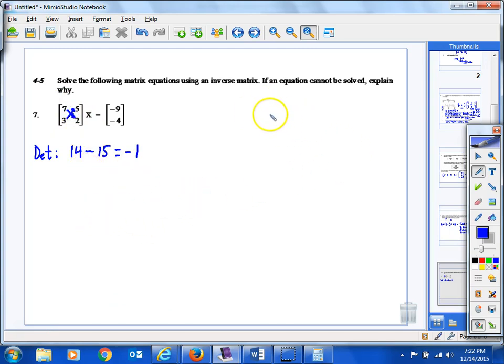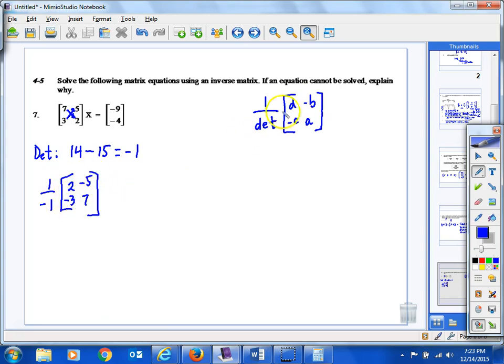So here's how you find the inverse, and then we'll actually do it. 1 over the determinant times the matrix [d, -b; -c, a]. So what that means for me is 1 over the determinant times the 7 and the 2 represent the D and the A. We're going to switch places with the 7 and the 2. The other two elements, B and C, are going to change signs.